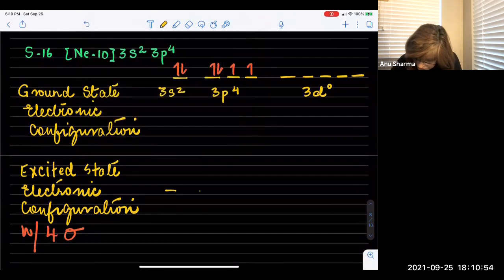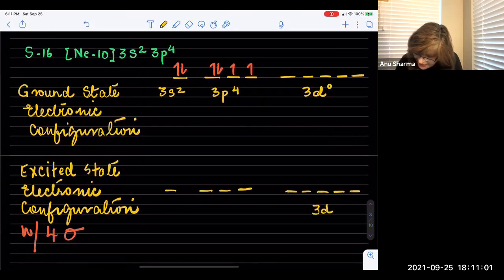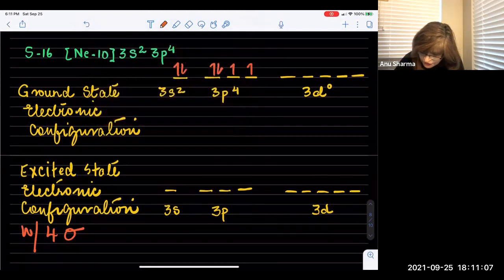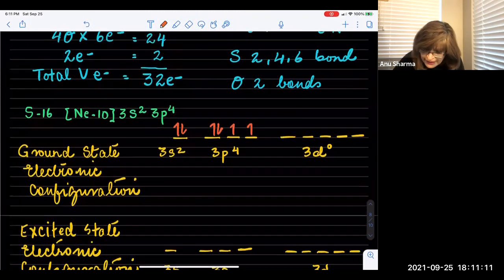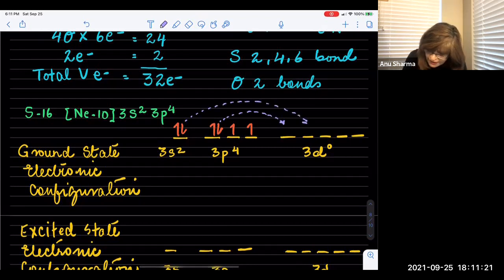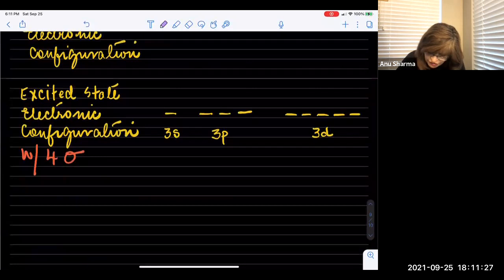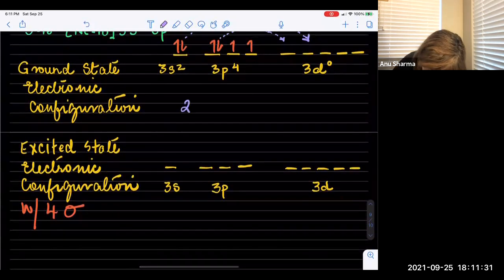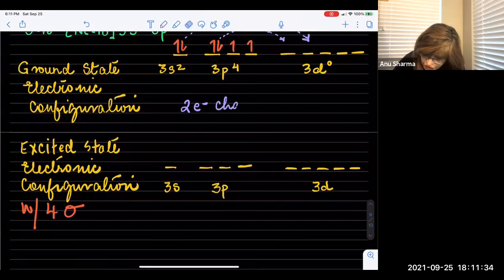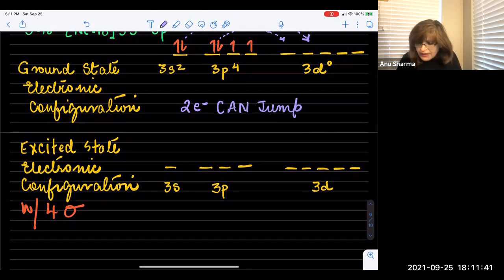So here is the 3P and this is the 3D, 1, 2, 3, 4, 5. This is the 3D, this is the 3P and this is 3S. So excited. Here this has a capacity to come here, and this one also has a capacity to jump. I don't know which one jumps where, but two electrons are going to jump. Okay, so it is shown.